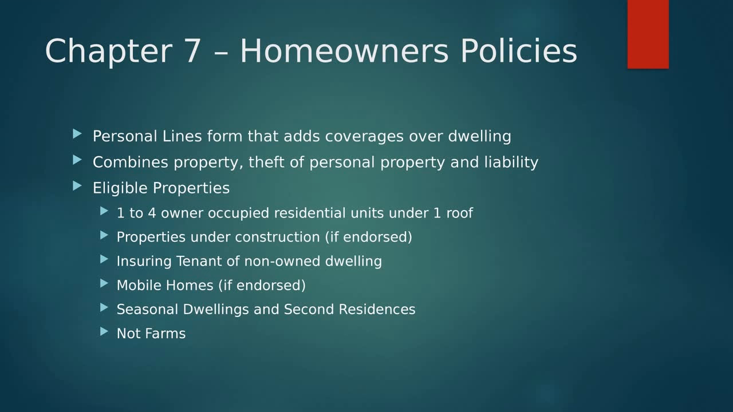The same eligible properties that we talked about under dwelling policies are going to be eligible under homeowners, due to their age, value, and location. Under homeowners policies, it's going to be the same type of eligible property. So up to 1 to 4 owner-occupied residential units under one roof, properties under construction if they have an endorsement, insuring a tenant of a non-owned dwelling, mobile homes if endorsed, and seasonal dwellings and secondary residences. Again, not going to be able to cover farms under a homeowners policy.